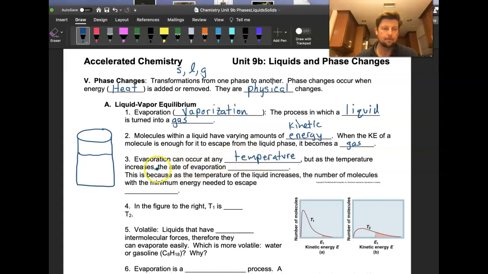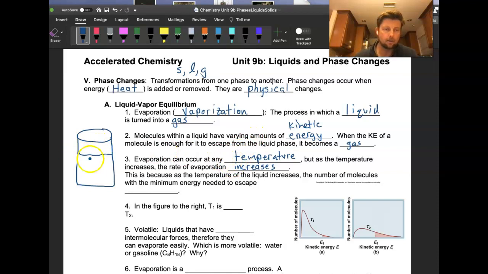But as the temperature increases, the rate of evaporation is going to increase. This is because more individual molecules will have the minimum amount of energy to escape. And you might be asking, escape what? Well, what is holding things in the liquid phase in the first place? Well, one of our favorite terms is intermolecular forces.